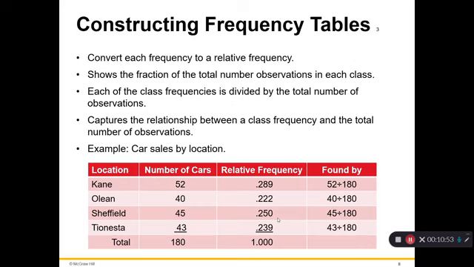So now, next step is we have to convert each frequency to relative frequency. So how do we do that? Take each frequency, like 52 for Kane, and divide by the total. 52 divided by the total gives us the relative frequency. Similarly, 40 divided by 180 gives us 0.222, and so on.